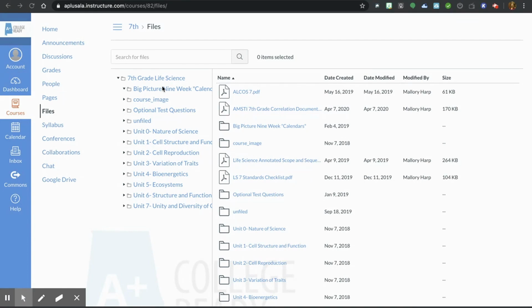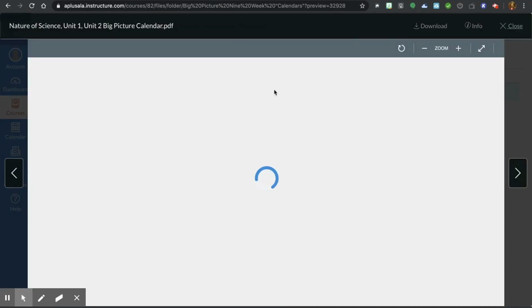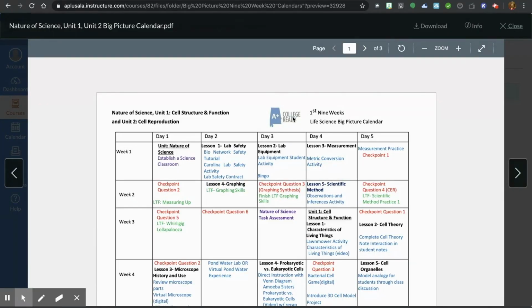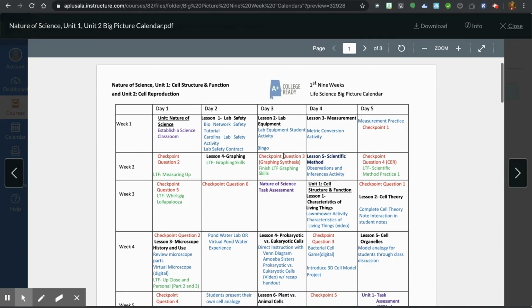The first resource I want to take a look at is the Big Picture. This is a calendar broken down in 9-week grading periods. That is your pacing guide for this curriculum. My administrator requires me to turn in a pacing guide at the beginning of each year. And the good news is we already have it done for you.